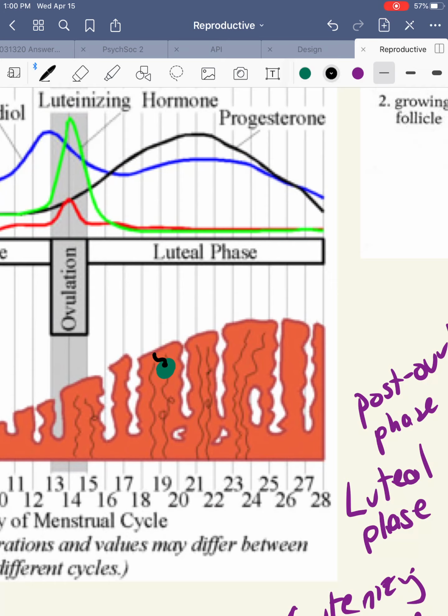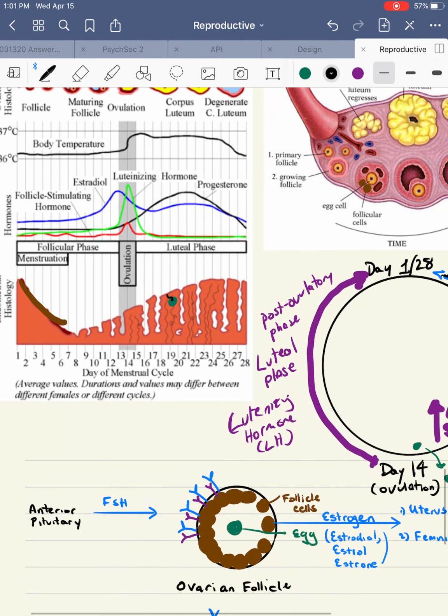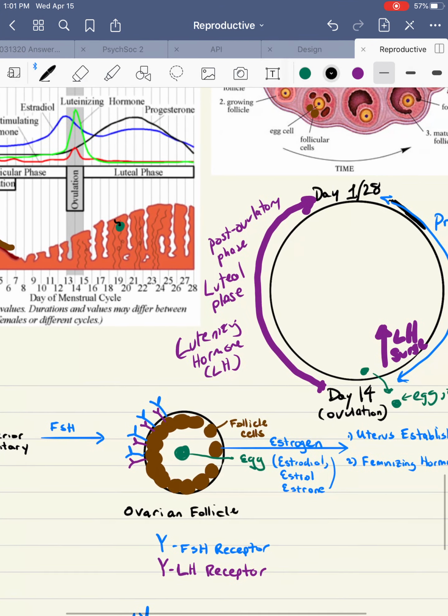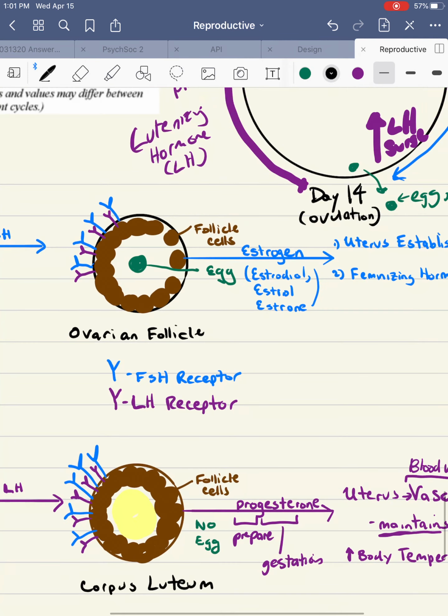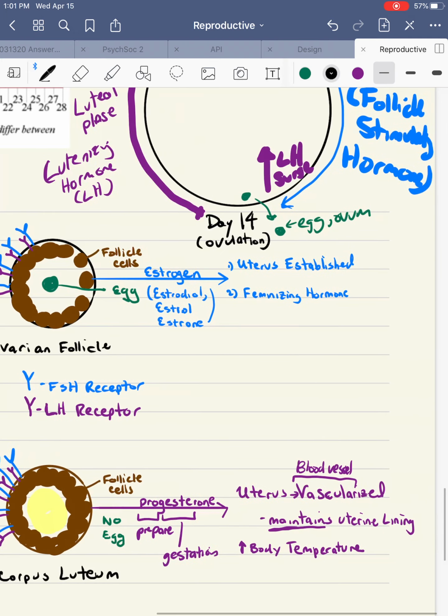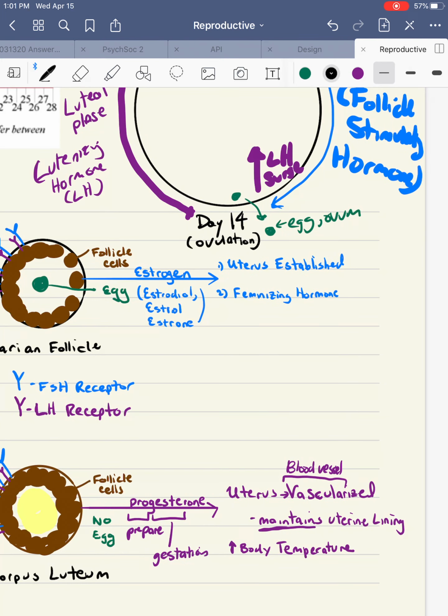Not only do we need a uterine lining, we have to nurture it with nutrients. How do we nurture it with nutrients? We put blood vessels in that region. How does that occur? Well, that's because of the progesterone that was released by those follicular cells. So here I wrote progesterone is the vascularizing hormone. It helps maintain that uterine lining. And progesterone is also responsible for increase in body temperature.